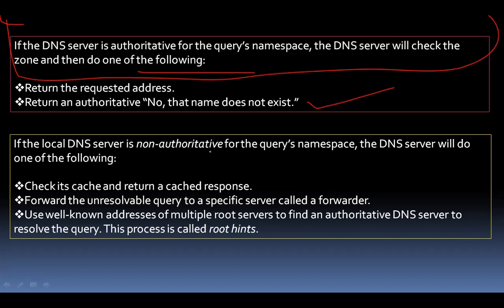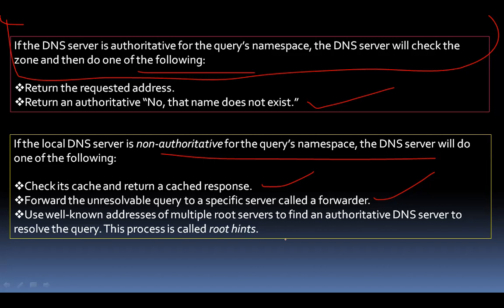And if the local DNS server is non-authoritative, what will happen? It will check its cache and return a cached response, forward the unresolved query to a specific server called a forwarder, or use the well-known addresses of multiple root servers to find the authoritative DNS server to resolve the query. This process is called root hints. So it will forward to the next server to find that authoritative server to resolve the query. I hope there is no confusion now.